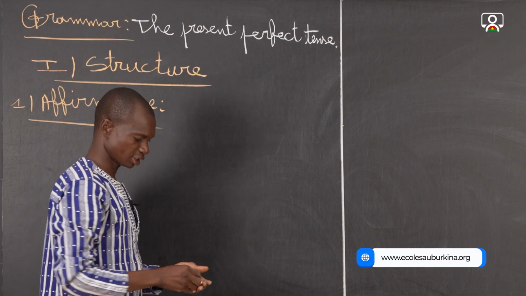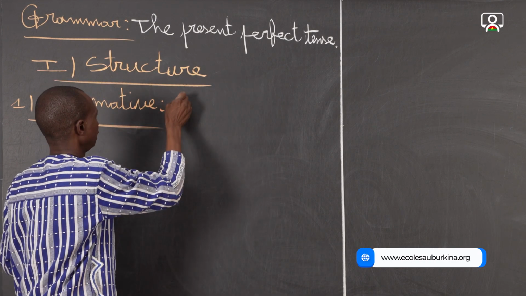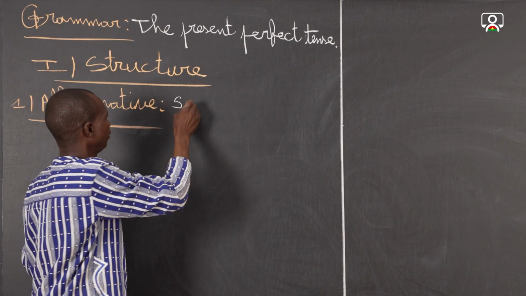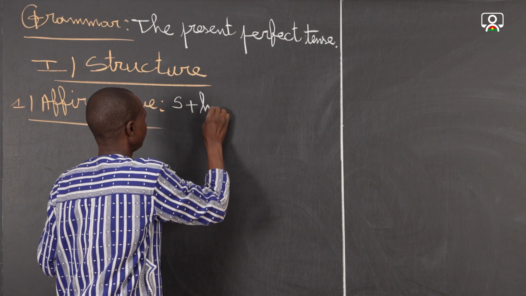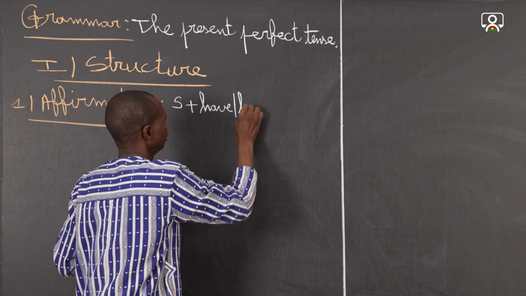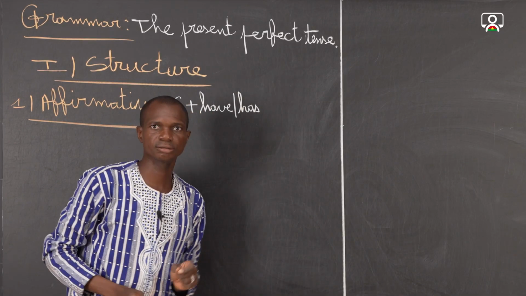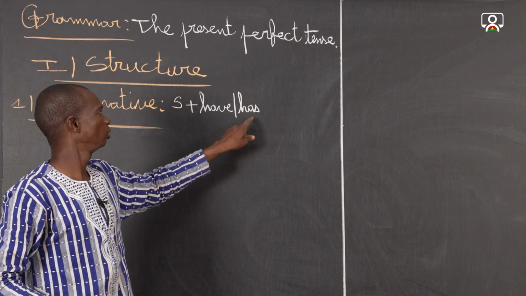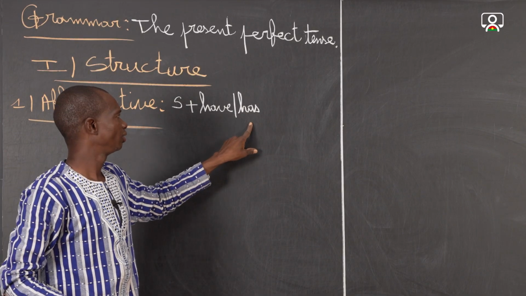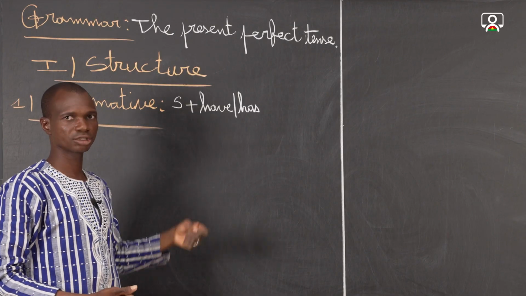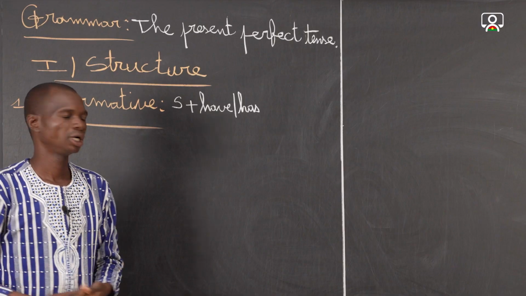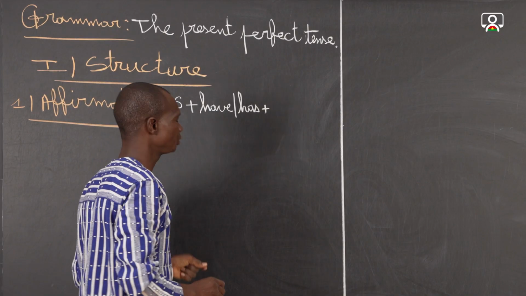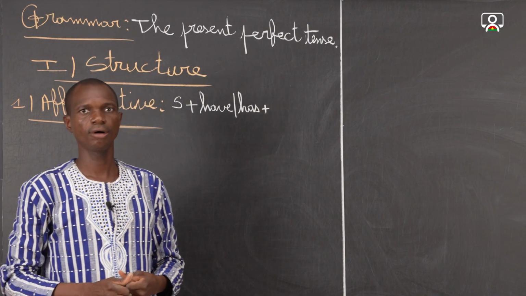Okay, for the structure here, it's simple. It's the subject. After the subject, we have have or has, depending on the subject. If, for example, it's the third person singular, we use has. The remaining personal pronoun subjects take have. I'm going to give you an example on it here. Then after it, we use the past participle of the verb.